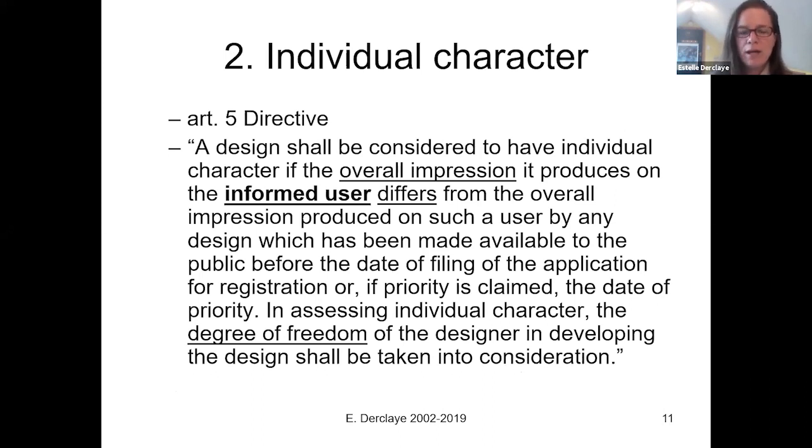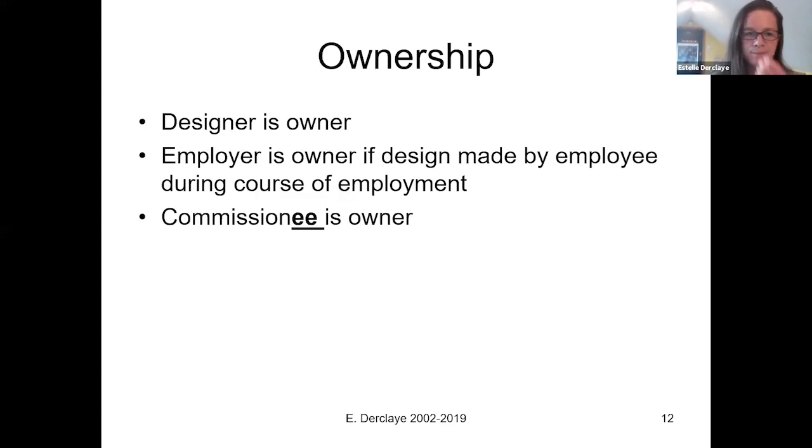The second one is individual character. And this is a bit closer to what in copyright law we would call originality. Again, I've reproduced there on the slide the text of the directive. It has to do with the overall impression and how the informed user sees the design. And if he sees that it differs from other designs, then it will be protected. And the informed user is not the person in the street, and it's not the technical expert, so not the very informed designer. It's somebody in between. And there have been cases that have discussed this concept of informed user.